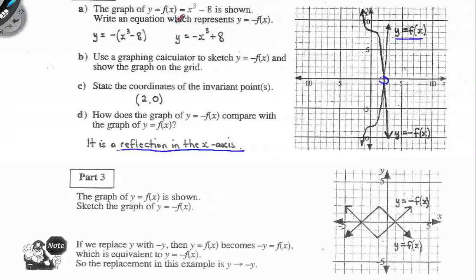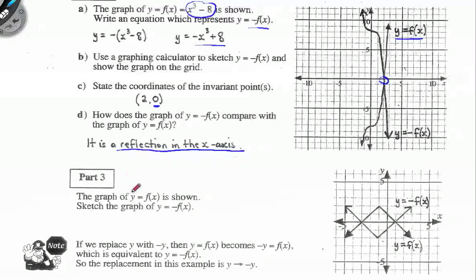Simply by multiplying the original equation by negative 1, because that's what's happening, we get this equation. Now what are we doing? We're just changing the sign of the y value and going from positive f of x to negative f of x. So in changing the sign of the y value, at this point here with a coordinate of 2, 0, nothing will change. That's it here. So it's a reflection in the x-axis. It's the same with the one above, if you'll have a look.